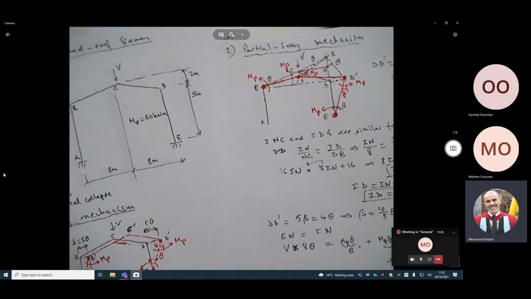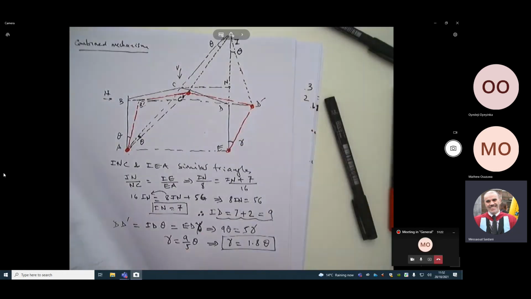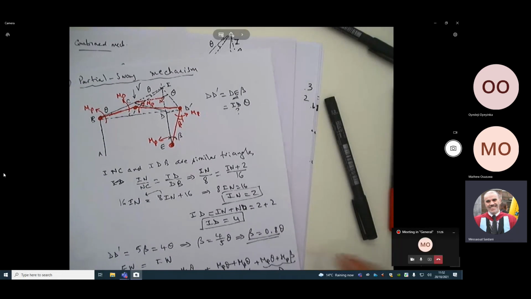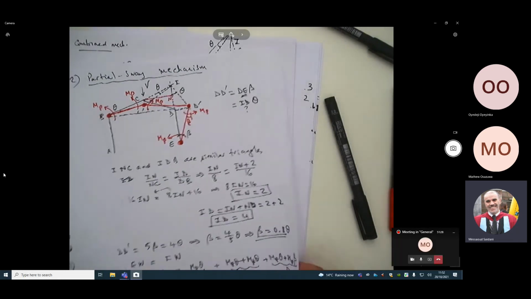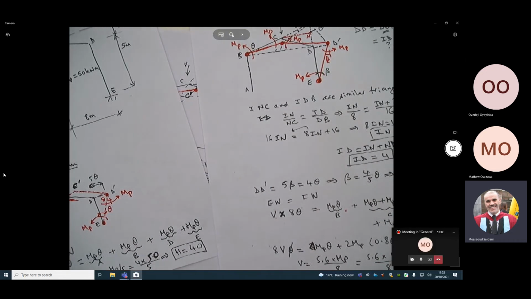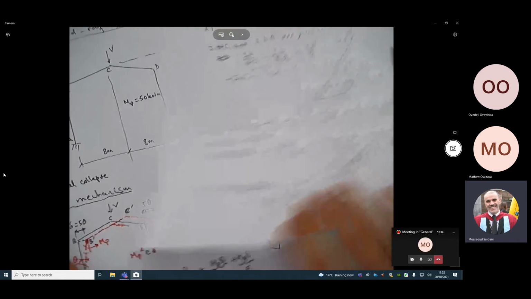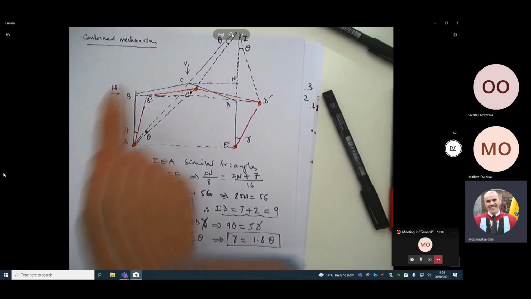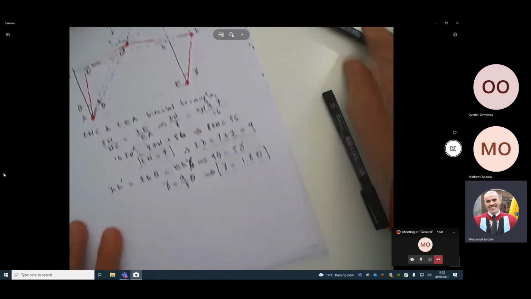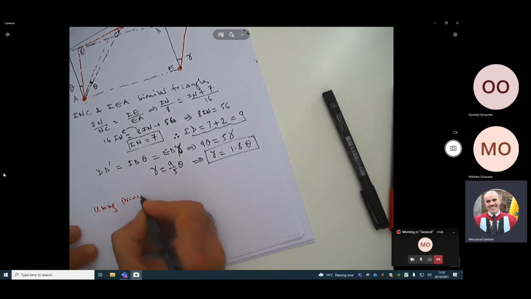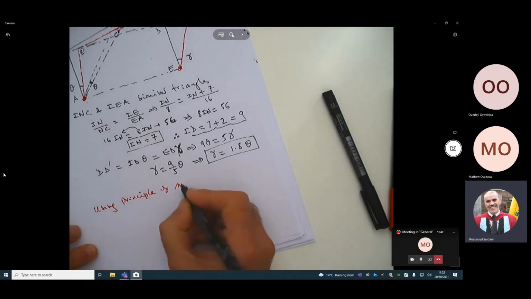So you don't have to do this in the future. You can use what we call the principle of superposition. In other words, when you combine mechanisms, you can add them up to get the angles. Is that clear? I did show here that you can get it from first principles, but in the future, for the combined mechanism, you can use the principle of superposition.